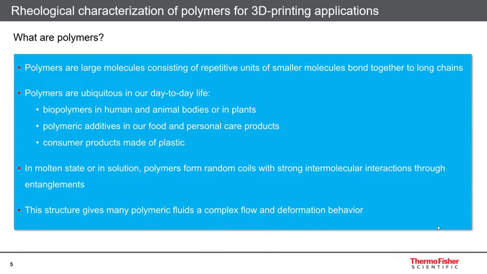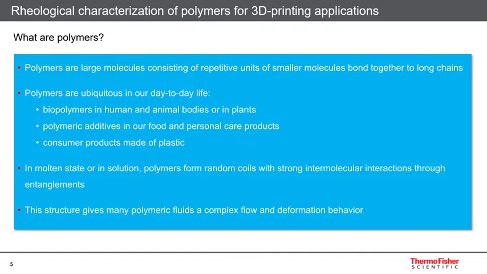Before we go into more details of the FDM process, let's first have a quick look at polymers in general and find out why the rheological characterization of polymeric materials is so beneficial for many processing techniques, including 3D printing. Polymers are large molecules that consist of repeating small subunits. These subunits are called monomers, and by adding them via different types of chemical reactions, long, chain-like macromolecules are built.